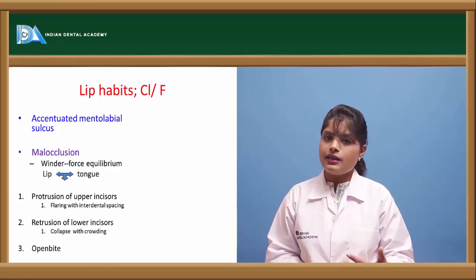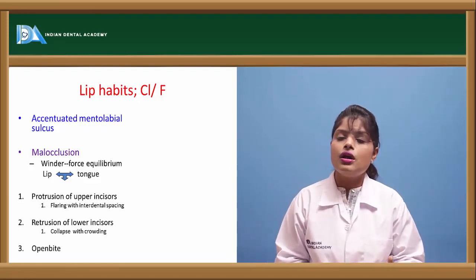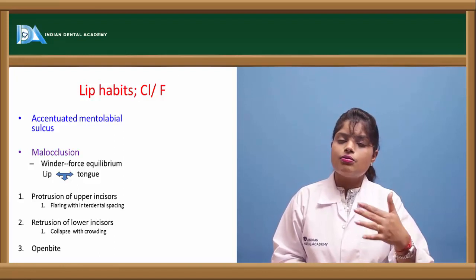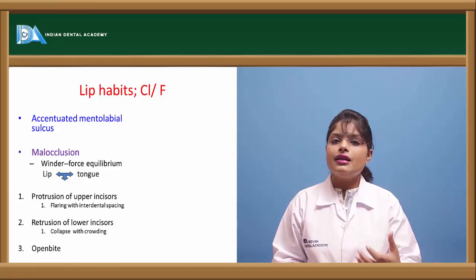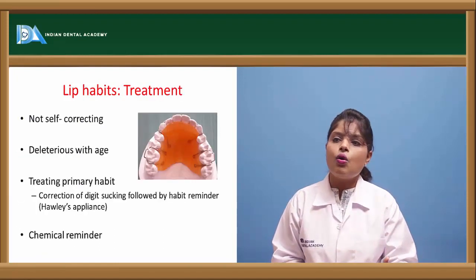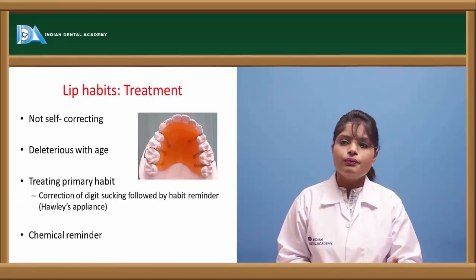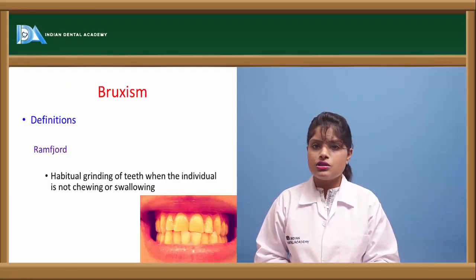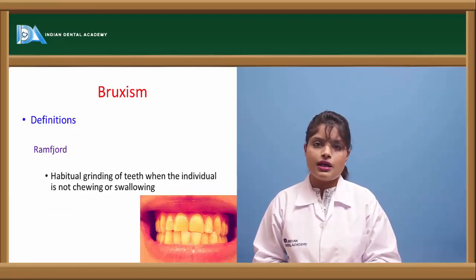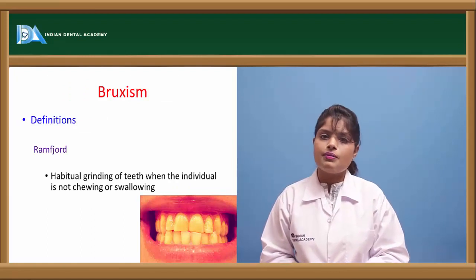Then it can also lead to retrusion of the lower incisors, protrusion of the upper incisors, increased overjet, decreased overbite, and even open bite. So, as I've already told, the oral shield or the lip plumper can be used in the treatment of the lip sucking habit. Then comes bruxism.